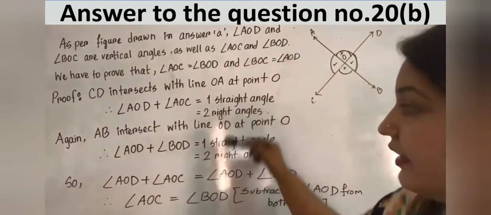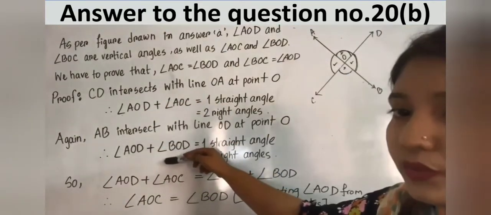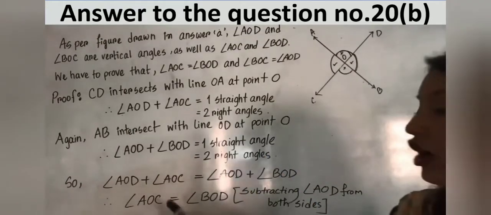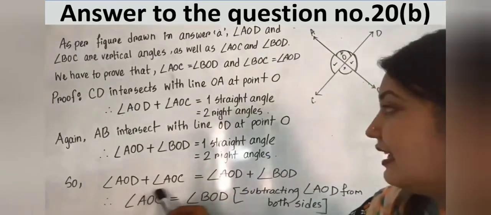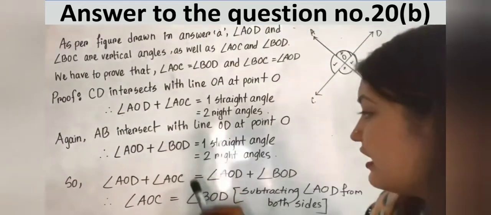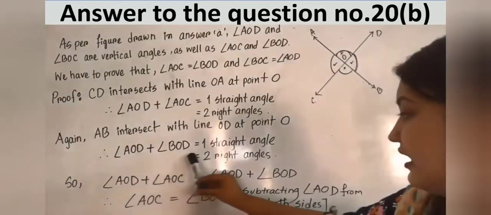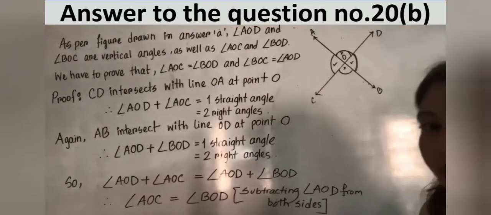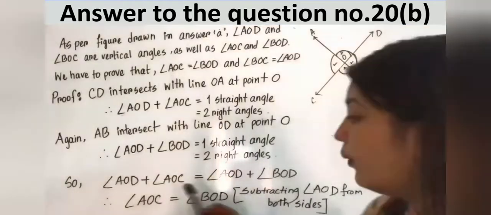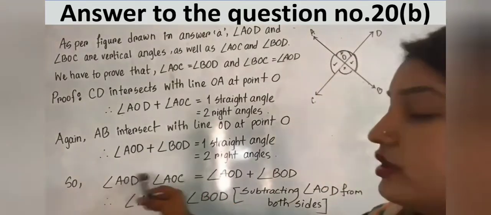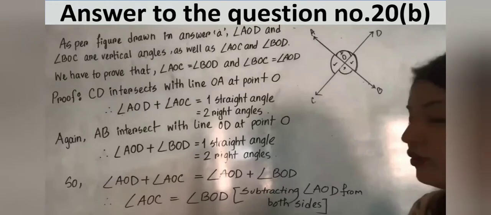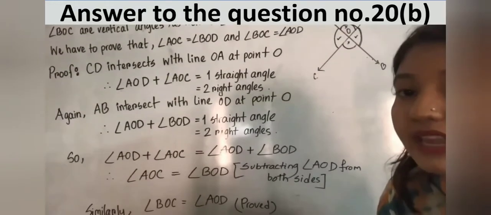Yes, as they are equal, so I can write this one is equal to this one. So I have written here, angle AOD plus angle AOC on this side is equal to angle AOD plus angle BOD on this side. Okay, so see here, in both the sides we can see angle AOD is common.